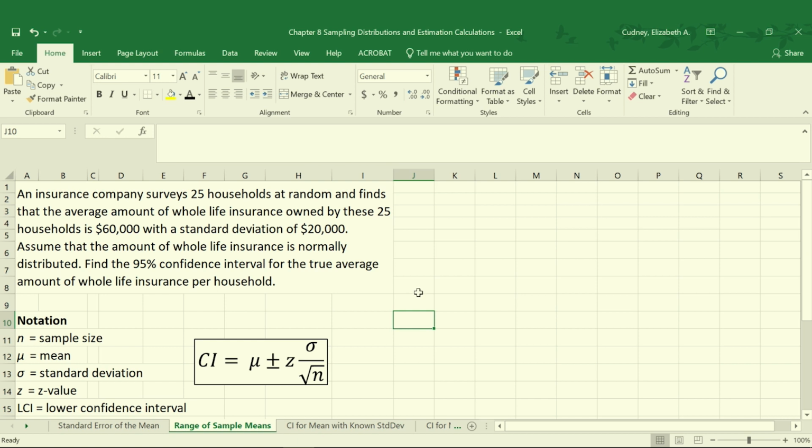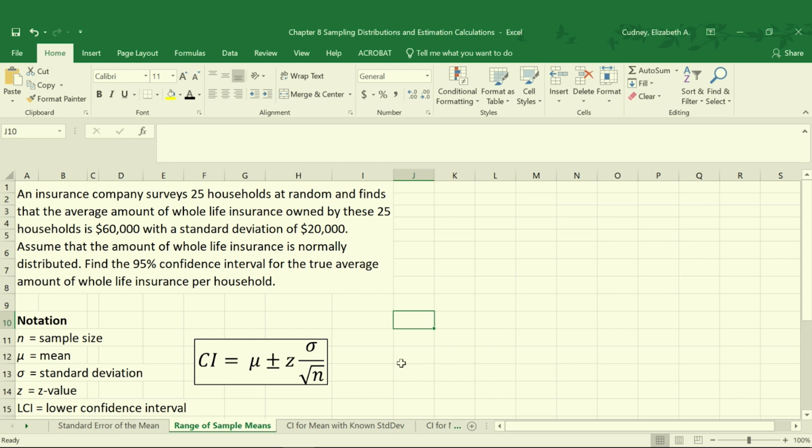Let's suppose that we have an insurance company that surveys 25 households at random. They find that the average amount of whole life insurance owned by these 25 households is $60,000, and the standard deviation is $20,000. Let's assume further that the amount of whole life insurance is normally distributed. We can calculate the 95% confidence interval for the true average amount of whole life insurance per household.